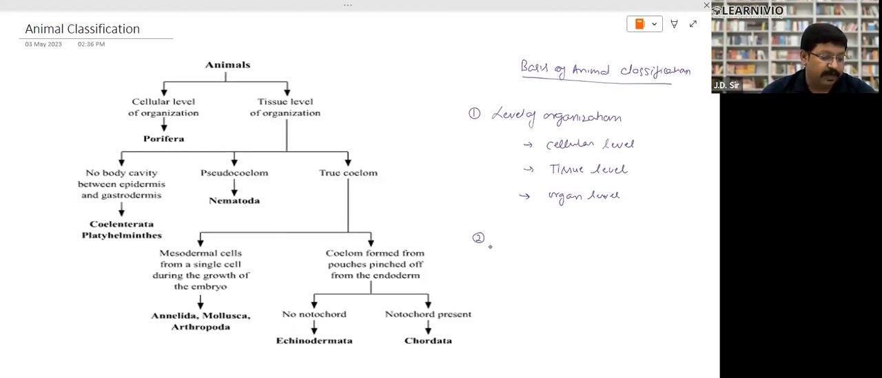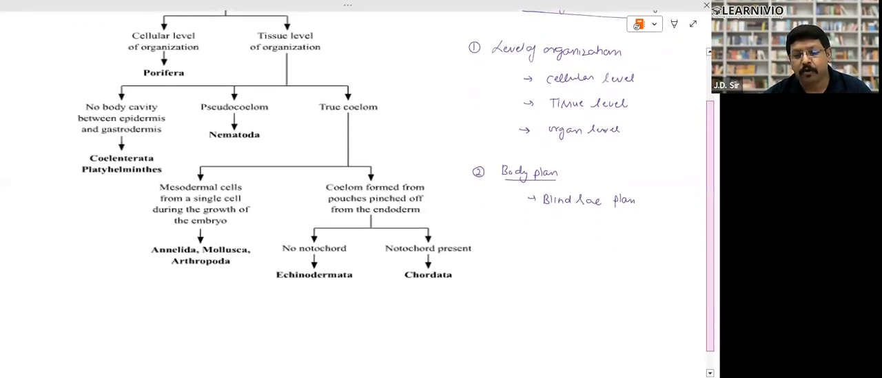The second point is the body plan. That is the second basis of classification. What is the body plan? The body plan is either a blind sac plan or a tube within tube plan. What is the blind sac plan? In the blind sac plan, there will be only one pore. For the sake of example, if you see Hydra, there is just a single opening. That is the mouth and that is the anus, right?